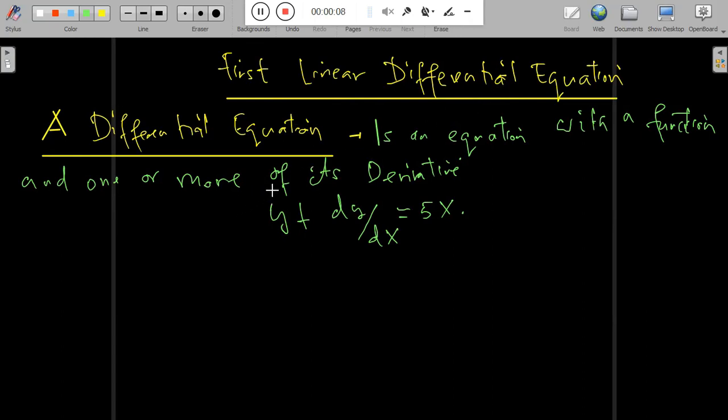We are going to begin by understanding a differential equation. That is an equation with a function and one or more of its derivatives. For example, y plus dy over dx is equal to 5x. This is an example of a differential equation, but for our focus, we are going to stick to understanding the first order differential equation.